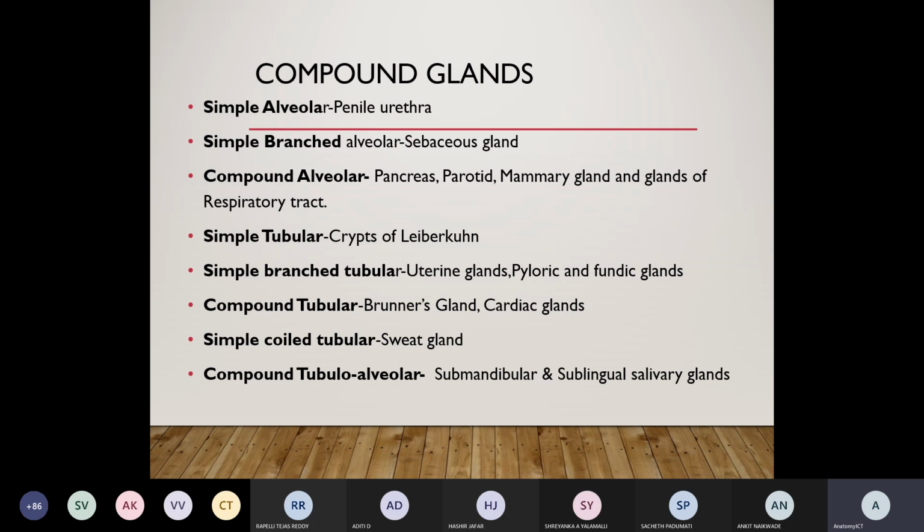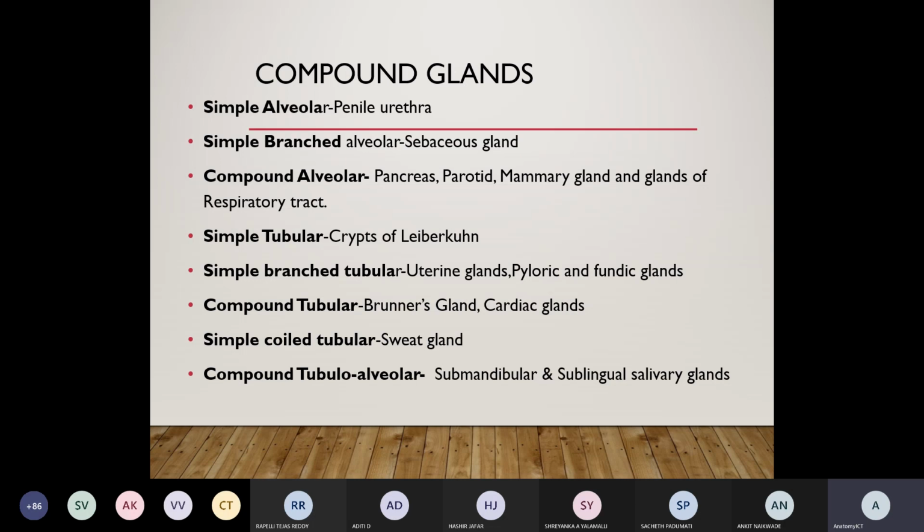Now the simple alveolar gland is exactly seen in the penile urethra, where single alveolar sacs will be there. One more is the simple branched alveolar gland, that is the sebaceous gland of the skin. Underneath the skin, wherever we have the sebaceous gland, they have their own branch, but it is a simple alveolar gland which opens directly. Whereas the compound alveolar glands are exactly the pancreas, parotid, mammary gland, and glands of the respiratory system. These are all multiple glands which have multiple alveolar sacs, and that opens ultimately into the tubular format.